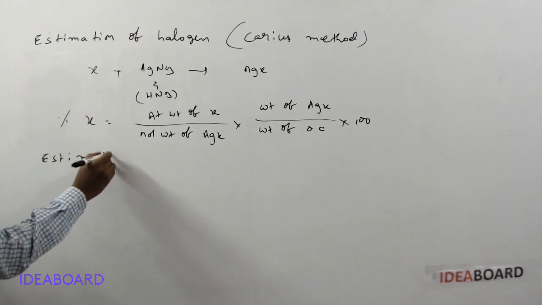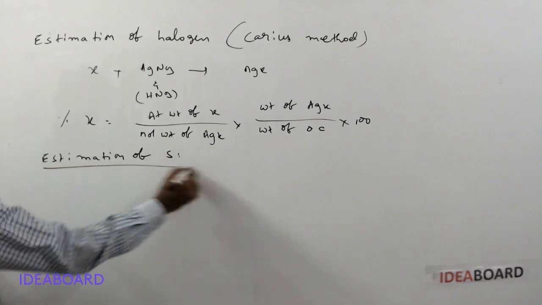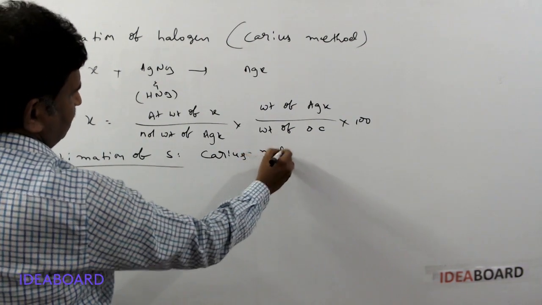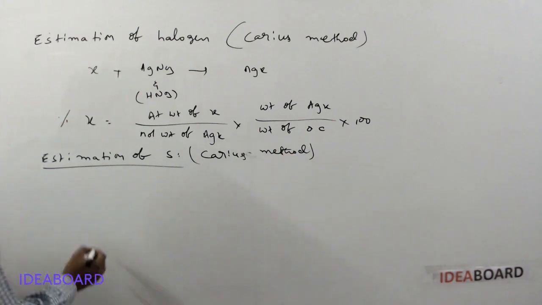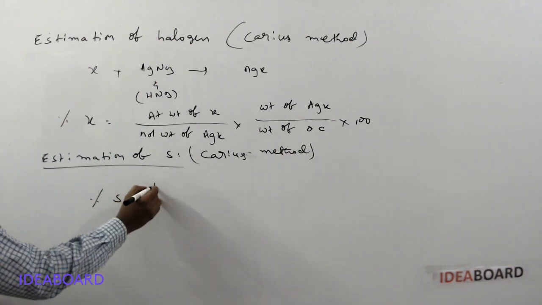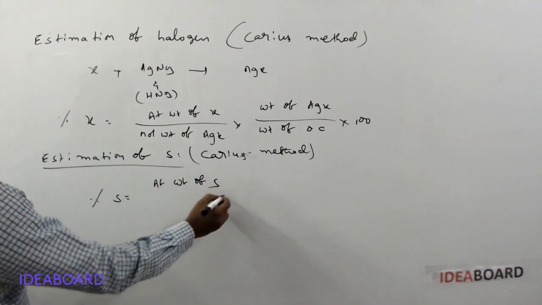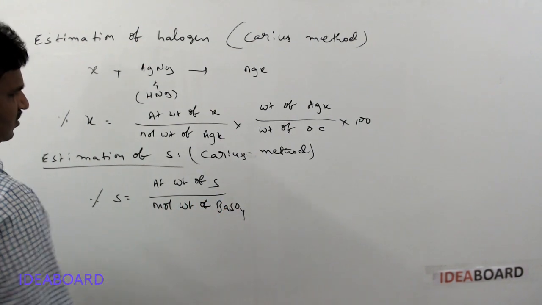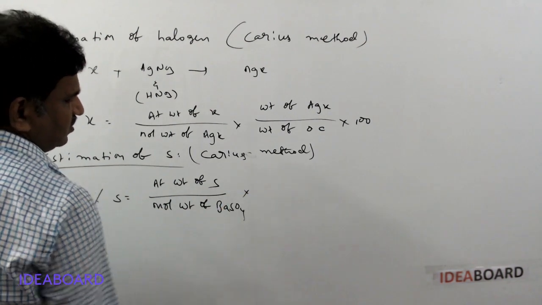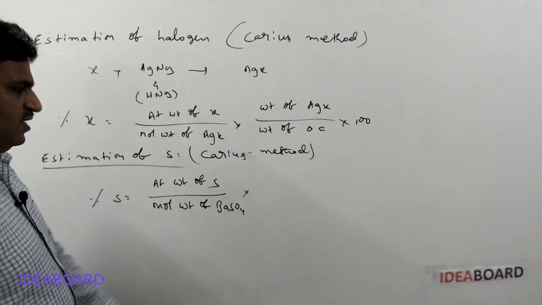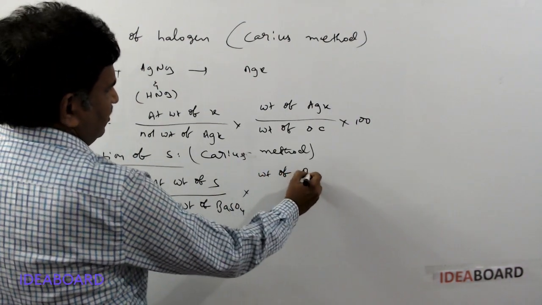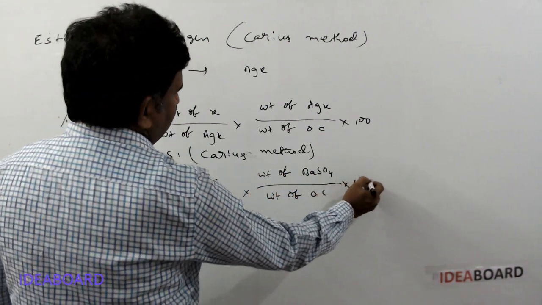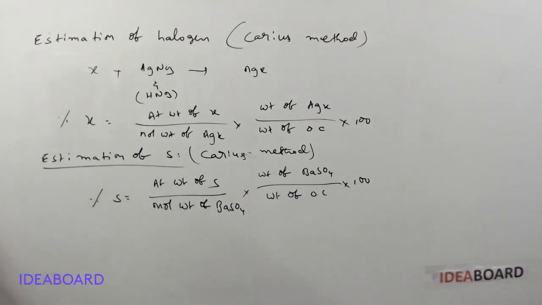And next one, estimation of sulfur. For the estimation of sulfur, this is also the same Carius method. The same Carius method is used, and in this process, percentage of sulfur is equal to atomic weight of sulfur by molecular weight of barium sulfate, because sulfur present in the organic compound is treated with barium chloride, it will convert into barium sulfate, into weight of barium sulfate formed by weight of organic compound into 100. That is for the estimation of sulfur.